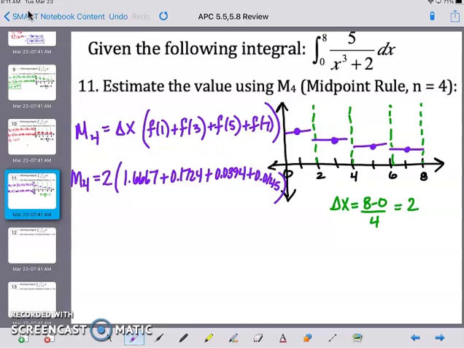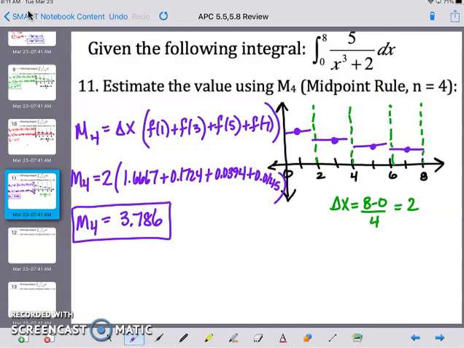Okay? Adding those together and multiplying by 2 gives us a midpoint 4 rectangle approximation of 3.786, which is what we would have expected. This value is between L4 and R4.